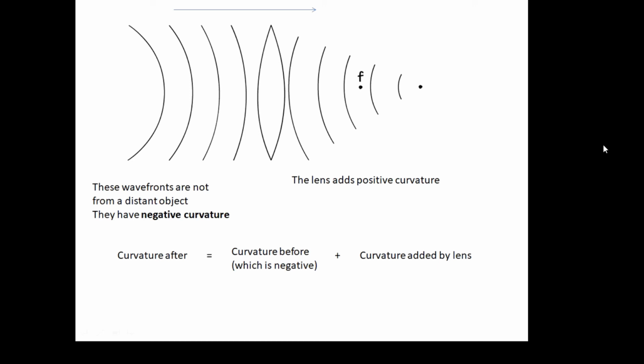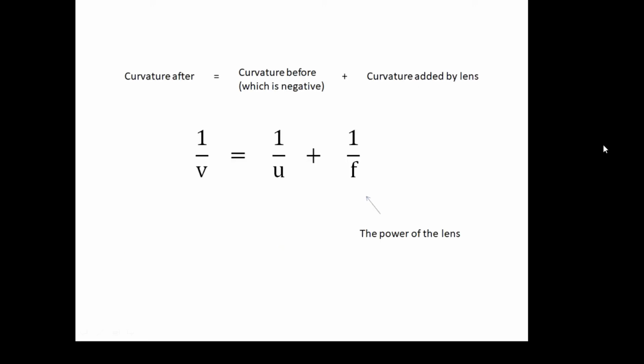The curvature after equals the curvature before, which is negative, plus the curvature added by the lens. An interesting little equation, because the curvature after is 1 over v. The curvature before, which is negative, is 1 over u. Remember that u is negative. Plus 1 over f is the curvature added by the lens. And hopefully you remember that 1 over f is the power of the lens. So the curvature after is the curvature before, which is negative, plus the power of the lens.